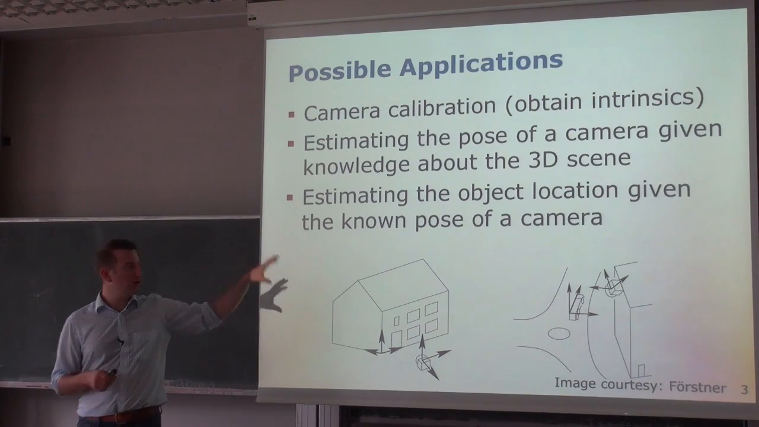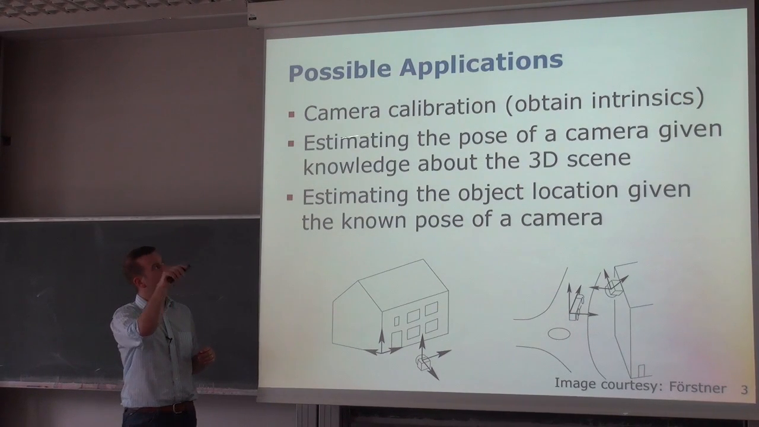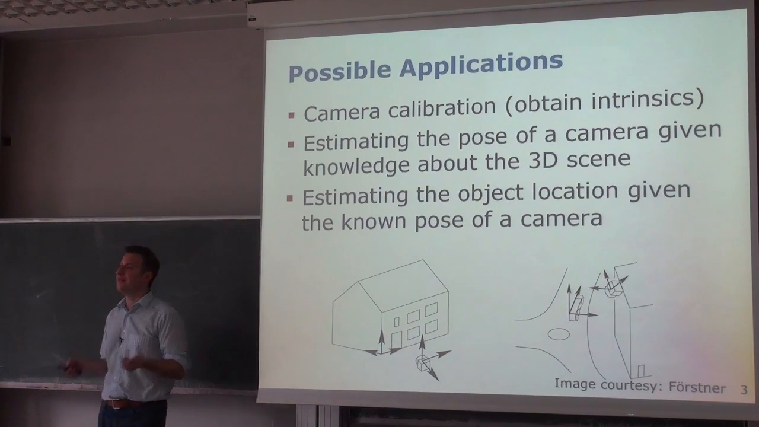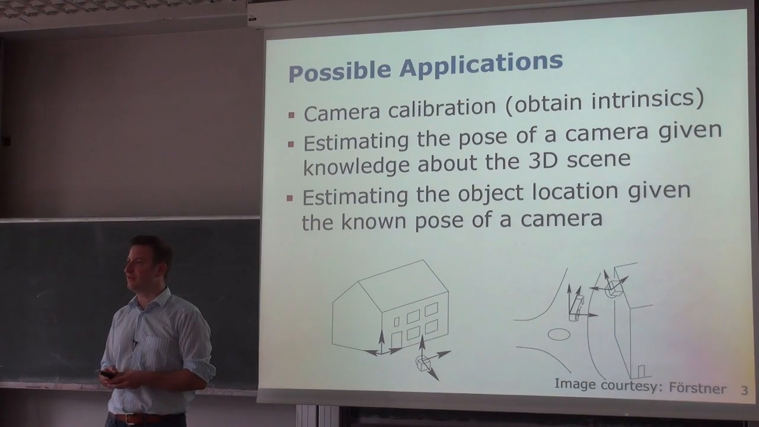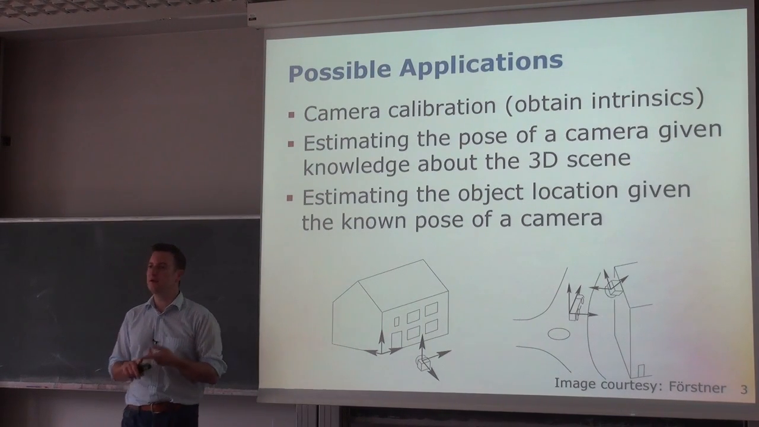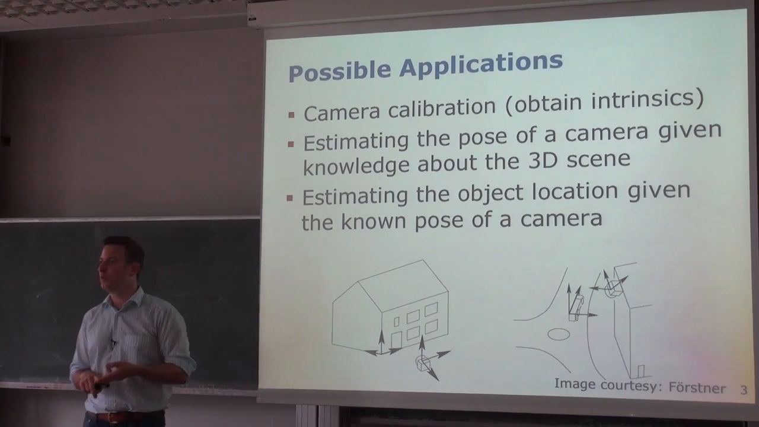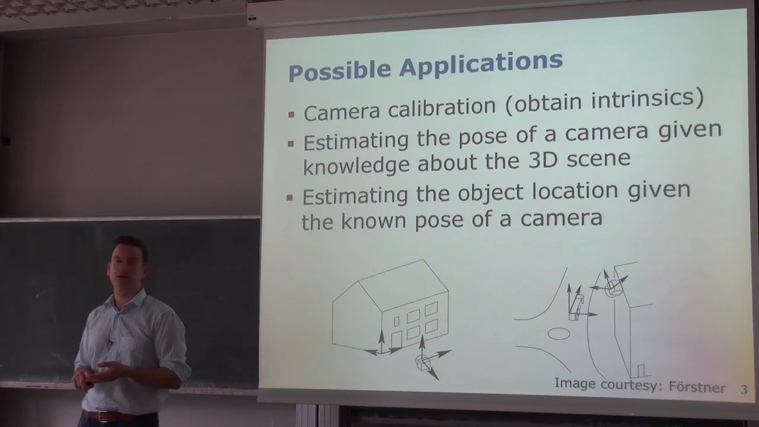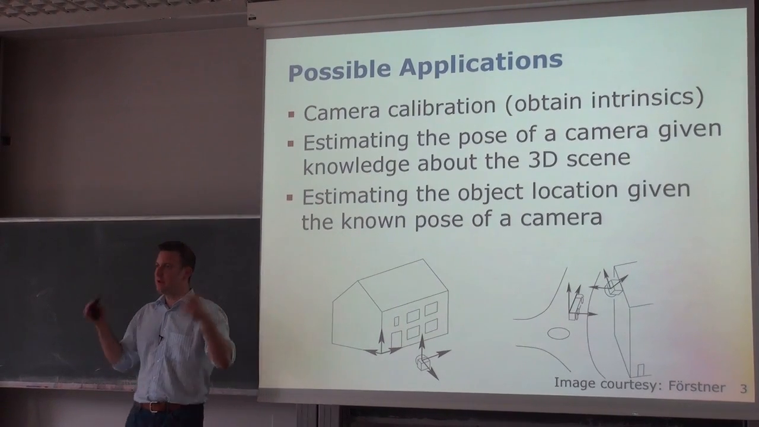So these are all relevant problems that we are addressing, and we are looking today into camera calibration and estimating at the same time the extrinsic parameters given some information about the 3D scene. And we do that again in two different ways. One, if we have control points, that means we have some points in the environment about which we know their X, Y, Z location.